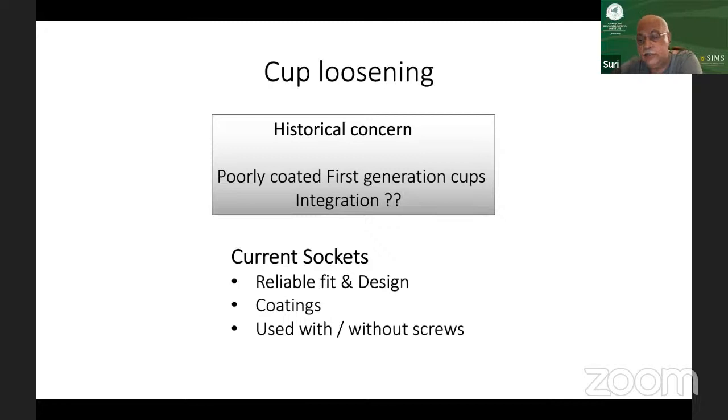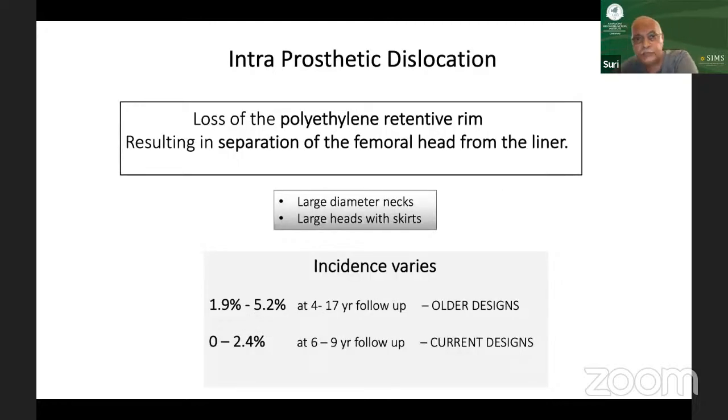The coatings are better. Another point was previously none of the cups could be used with a screw. They were just screw on. If you don't get your primary fixation correct, they would loosen up. But today we have the possibility to add screws. So there is a lot of protection that has come up over the last decade in terms of the reliability to use the dual mobility sockets more predictably with better integration.